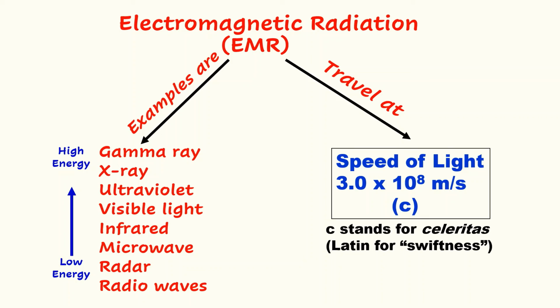Let's add these relationships to our flow chart from earlier. Gamma and X-rays have high energy and high frequency, while radar and radio waves have low energy and low frequency. Wavelengths are reversed, with radar and radio waves having long or high wavelengths, and gamma and X-rays having short or low wavelengths. Keep this flowchart and notes in your binder and refer to them frequently when studying.